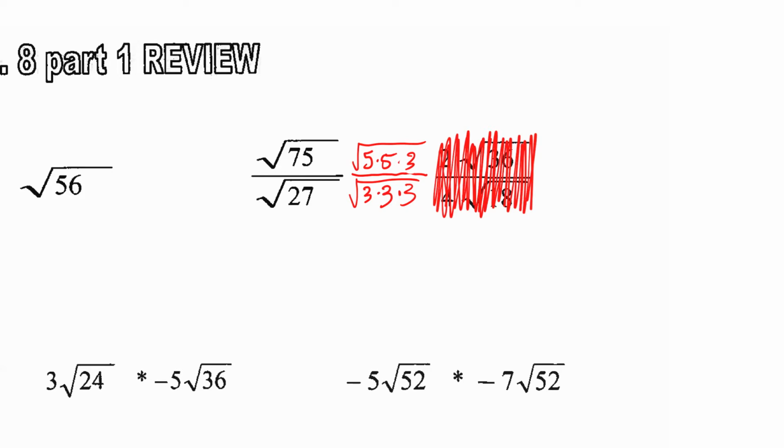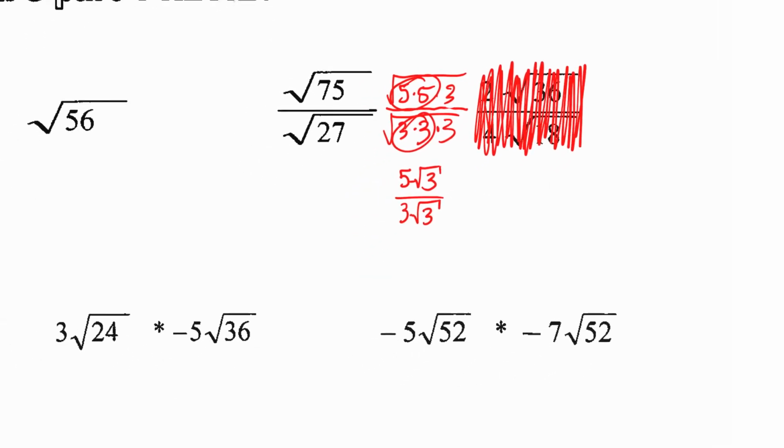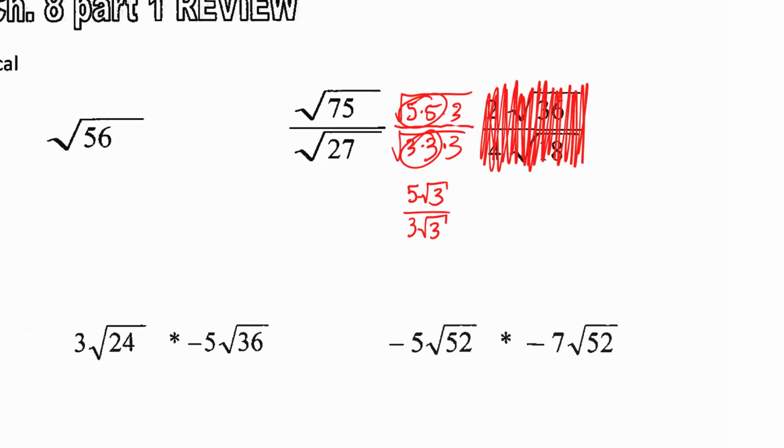So here you've got a pair of 5s, and here you've got a pair of 3s. On the top, you're going to have 5 square root of 3, and on the bottom, the denominator, you're going to have 3 square root of 3. What happens to those square root of 3's over each other? They cancel out. That just leaves 5 over 3.